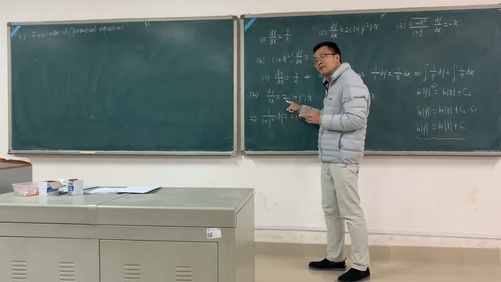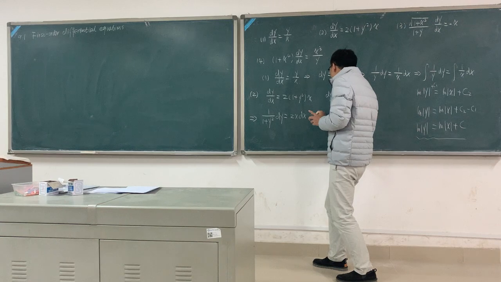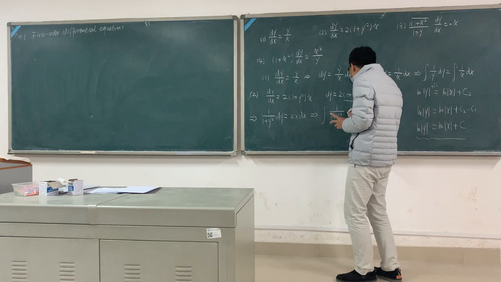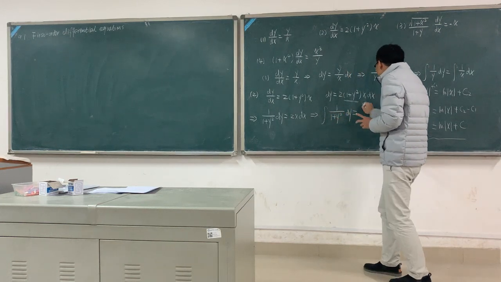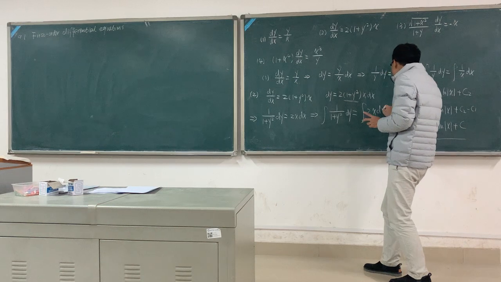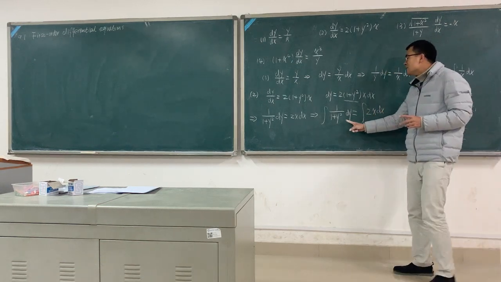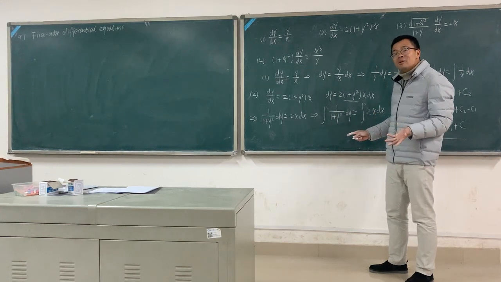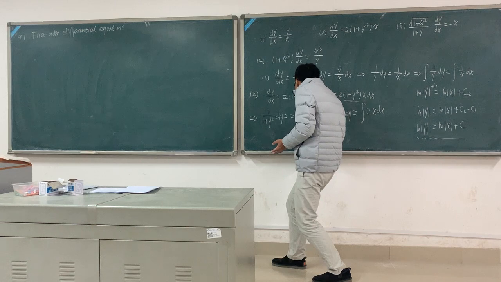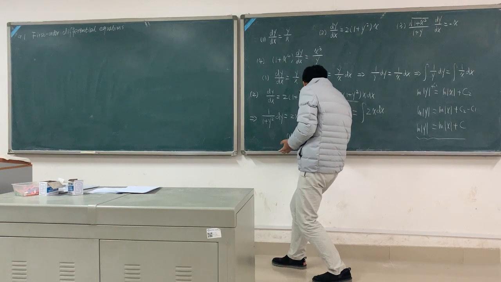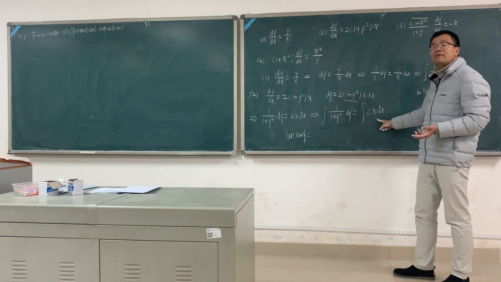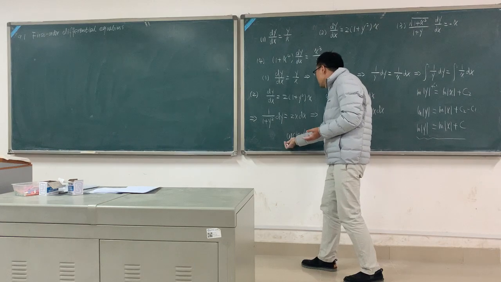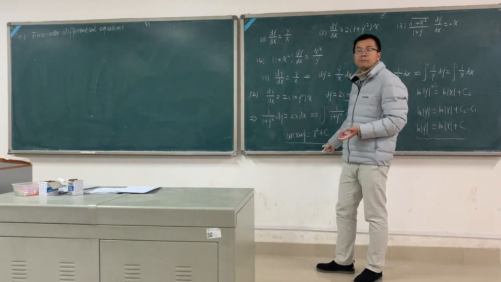So we take the antiderivative on both sides. The antiderivative of 1 by (1 plus y squared) dy equals the antiderivative of 2x dx. The antiderivative of 1 by (1 plus y squared) is arc tangent y. On the right hand side, the antiderivative of 2x is x squared, plus the constant C. So this is the answer, okay?